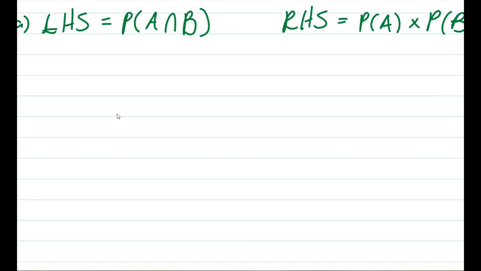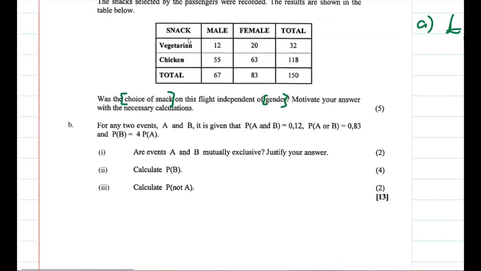All right, so let's start with this left-hand side. The probability of A and B. Now remember, A and B is in a general sense. So let's say choice of snack is A and gender is B. So you need to make a choice with regards to snack, right? Which snack do you want to talk about? Vegetarian or chicken? Vegetarian. Okay, so we'll make this vegetarian. And gender, you have to choose a gender which you want to talk about. Male. All right, so this is going to be B.